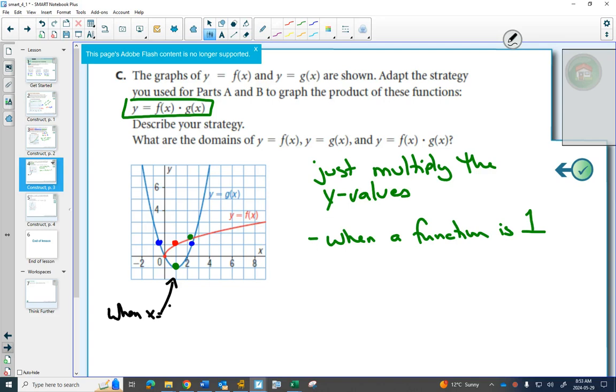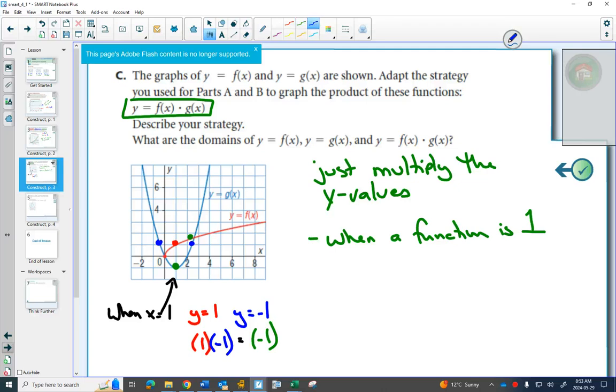But when one of them is 1, let's just look at this example here. When the x value is 1, on the red one, the y value is 1. On the blue one, the y value was -1. And if you took the two y values and multiplied them together, what's 1 times -1? Here we can write it out. 1 times -1 is going to equal, on my green graph, -1. So that's why my green graph is exactly where the blue graph was.